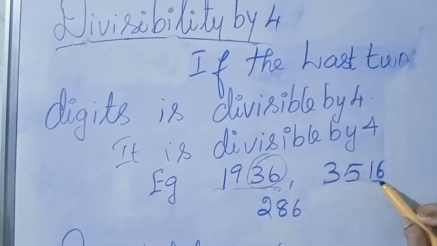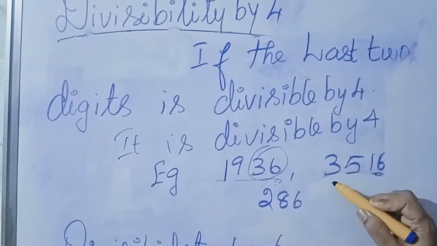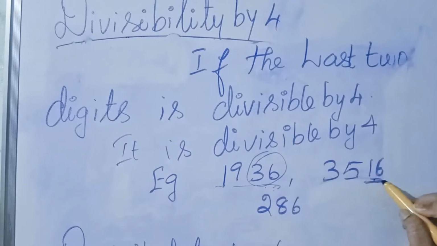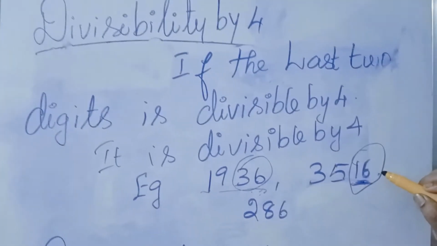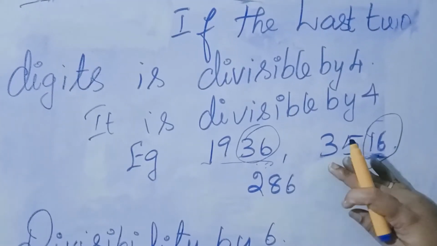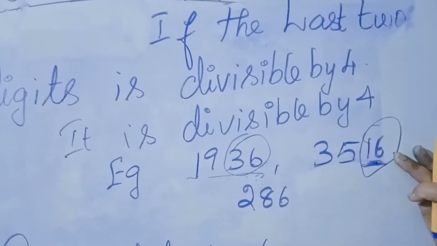Now the next number, 3516. The last 2 digits are 16. So it is divisible by 4. Yes, 4 fours are 16. So the whole number is divisible by 4.